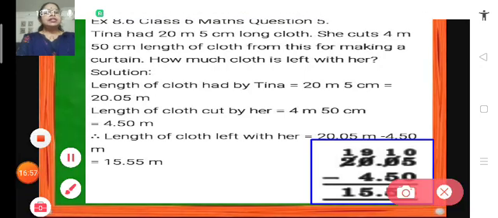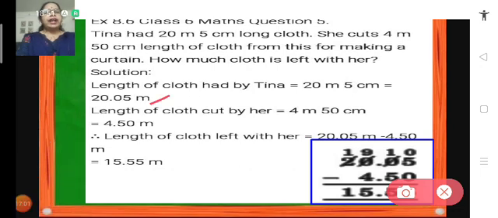That means it is 20.05 meters, isn't it? Because 5 centimeters is equal to 0.05 meters. Now, the length of the cloth cut by her for making a curtain is 4 meters 50 centimeters. That means it is 4.50 meters, isn't it? So, what is the length of cloth left with her? It is 20.05 meters minus 4.50 meters.